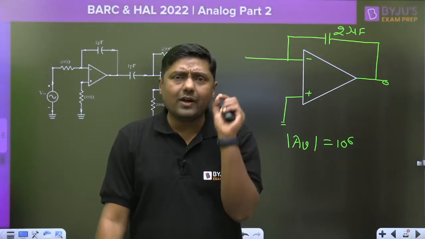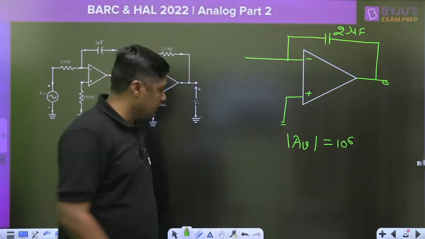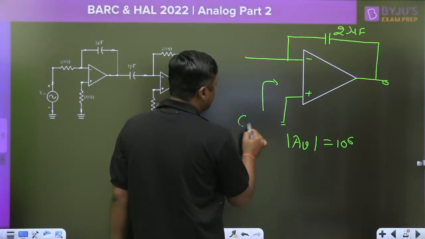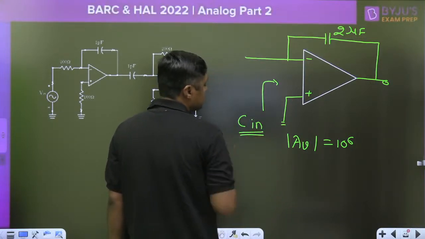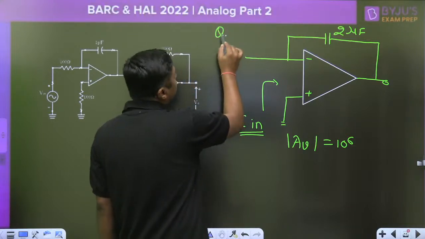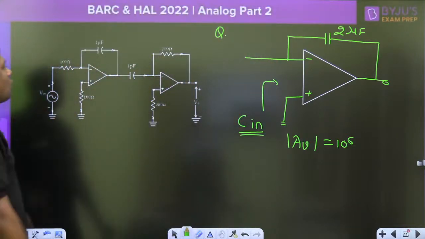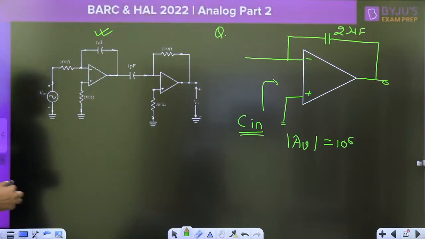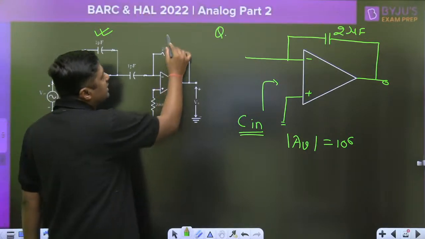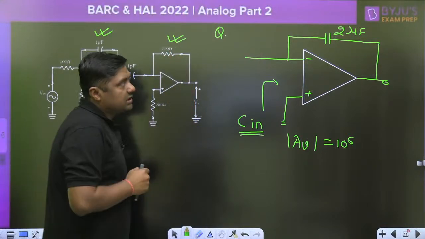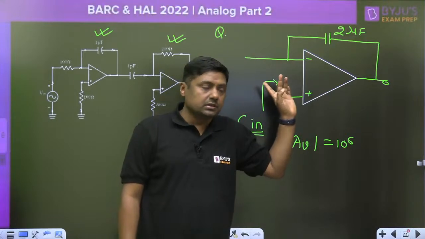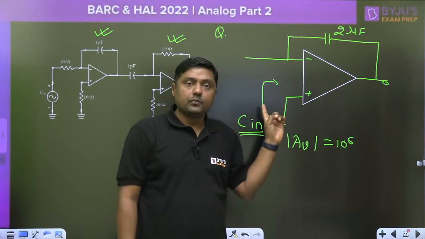Then what is the value of input capacitance? Everyone, what is the value of input capacitance here? That is the question, because this is related to the integrator. Why are we connecting the capacitor here? And why are we connecting the resistor here in case of differentiator? That is a very logical question. What will be the value of capacitor at this point?